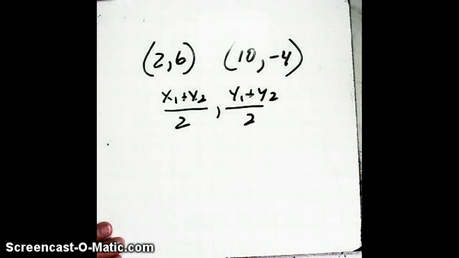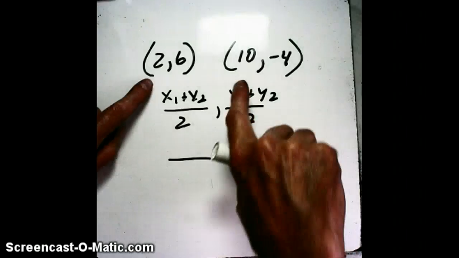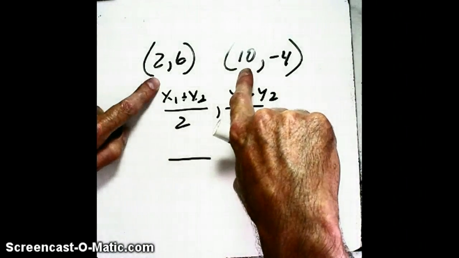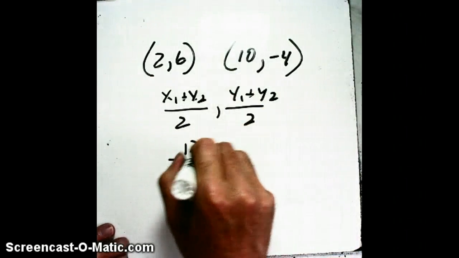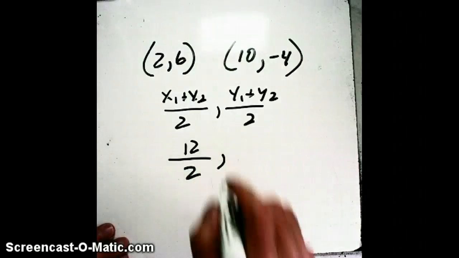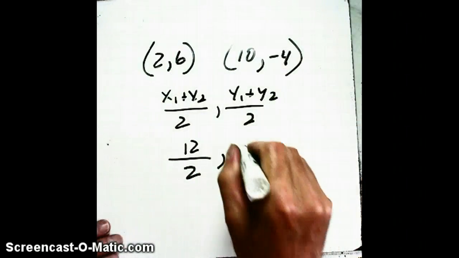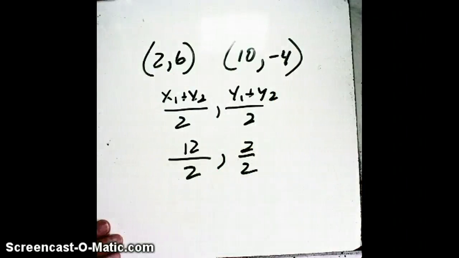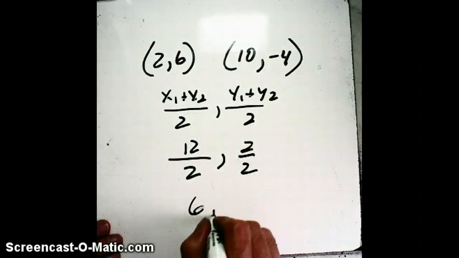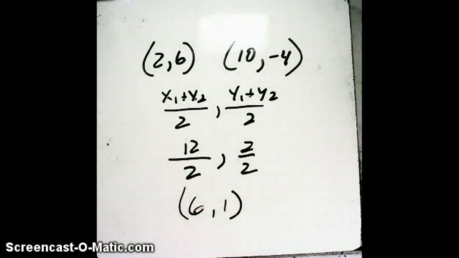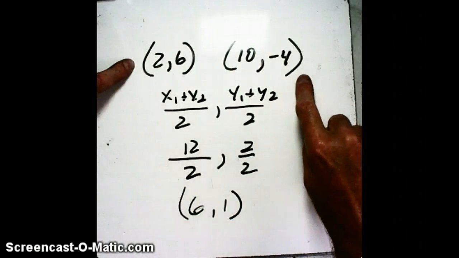So numerically, 2 plus 10 is 12. 12 over 2, that's going to give me the x coordinate. 6 and a negative 4 is 2. 2 over 2, that's going to give me the y coordinate, or 6 comma 1. Now that is actually pretty neat. This is the coordinate of the midpoint between these 2 points right here.